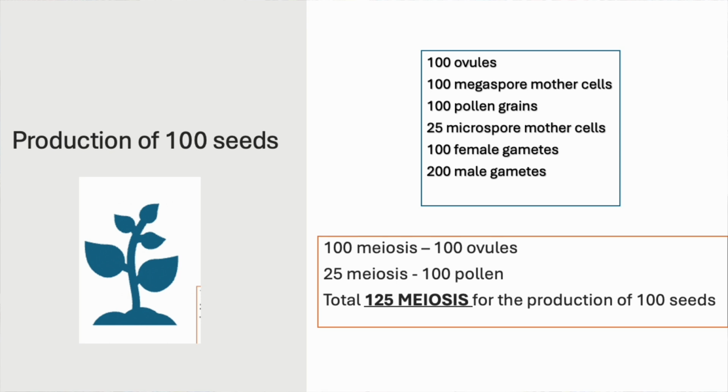Remember to work out and learn the calculation for the number of meiotic divisions or the number of microspore mother cells, and the number of pollen grains required for the production of, for example, 100 seeds, and the significance of seed dispersal and fruit formation. Next is human reproduction.